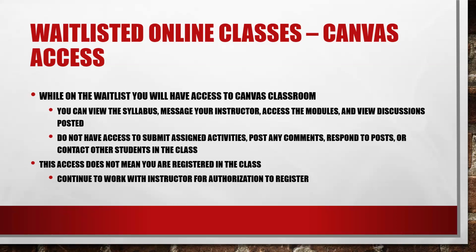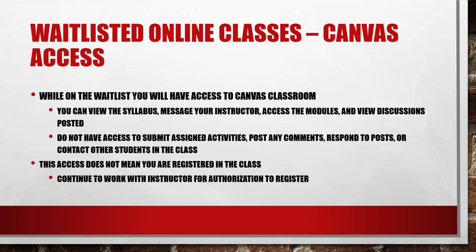So just because you can see the class in Canvas does not mean you're registered in the class. And just because you can see the syllabus or the assignments, but you're having trouble submitting them, it may be because you're waitlisted in the class and not registered. So you need to check your student schedule in self-service to see if it tells you you're waitlisted or registered. If it tells you you're registered and you're having trouble accessing Canvas content, you need to talk to your instructor.